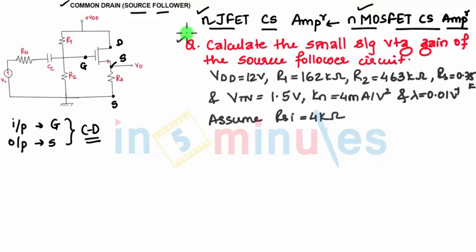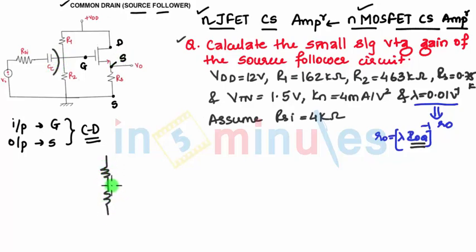Now suppose a problem is asked to calculate the small signal voltage gain of the source follower circuit, in which all these values are given. Whenever lambda is given, that means you need to consider the value of small r_o. The formula to find small r_o is (lambda times IDQ) inverse. For this we need the value of IDQ, which we get from the DC analysis. For the DC analysis, we draw the circuit under the DC operating condition. That means we remove the capacitor, so this part will go. You are left with R1, R2, your NMOS, plus VDD and RS.